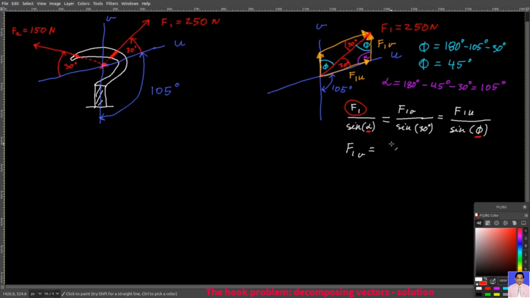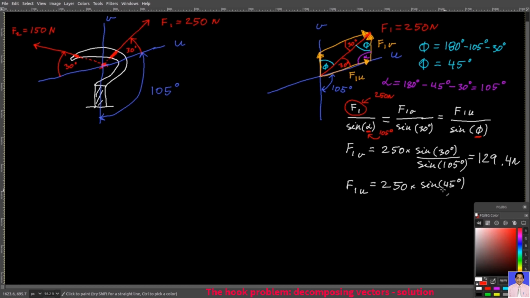F1V would equal 250 times sine 30 degrees over sine 105 degrees, and that's 129.4 newtons. So this one was 250 newtons, then alpha was 105 degrees, and then to calculate F1U, I will have 250 times sine 45 degrees over sine 105 degrees. And that will give me 183 newtons. Again, this phi was 45 degrees. And so there you go. We have decomposed F1 into U and V axis.